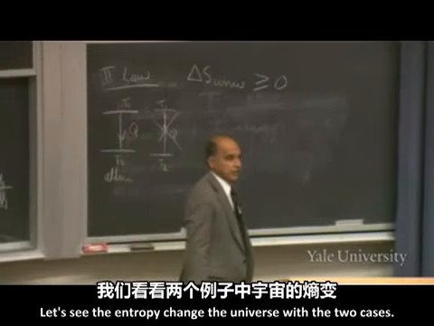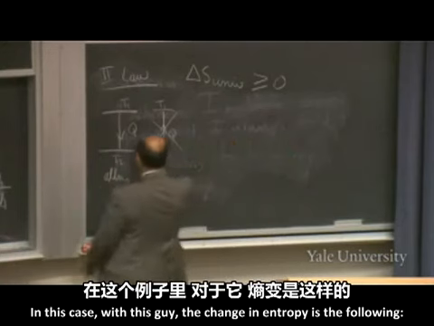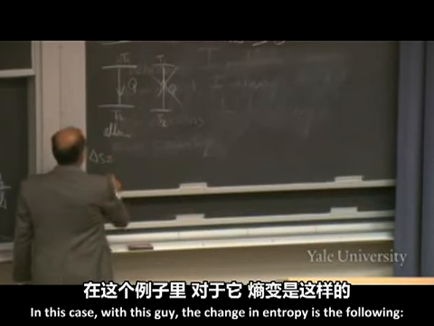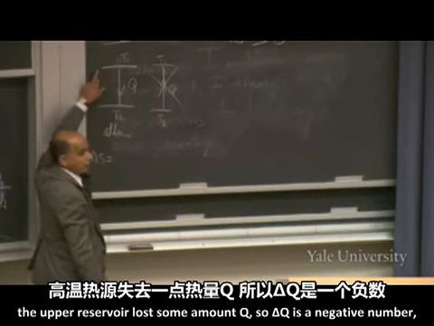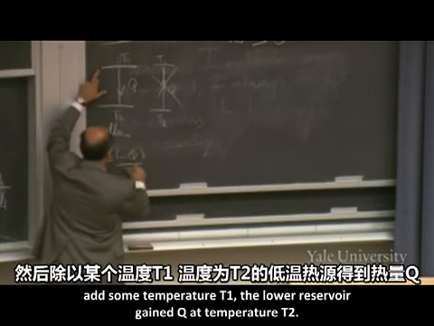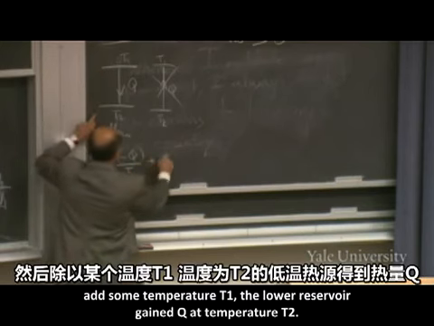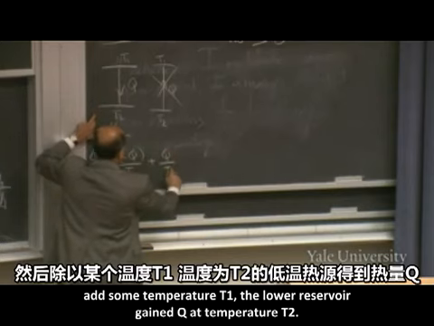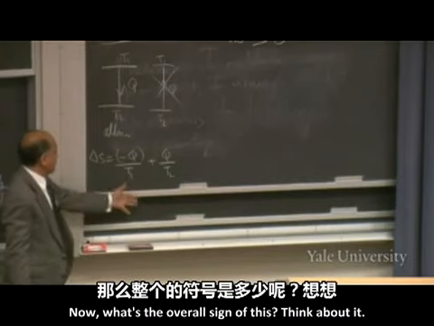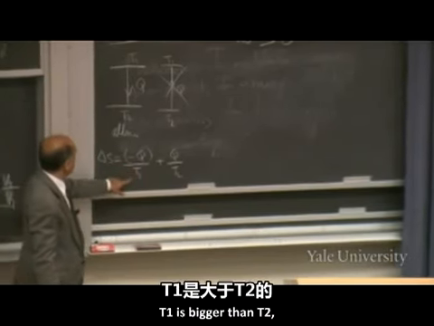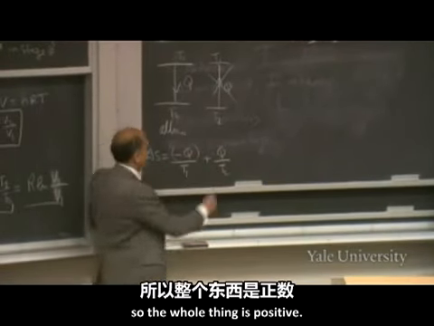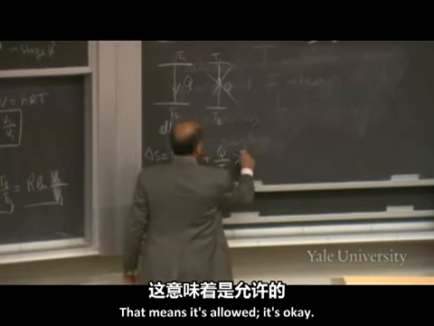Let's see the entropy change in the universe for the two cases. In this case, the change in entropy is the following. The upper reservoir lost some amount Q, so delta Q is a negative number, at some temperature T1. The lower reservoir gained Q at temperature T2. Now what's the overall sign of this? Think about it. T1 is bigger than T2, so this negative number is smaller than this positive number, so the whole thing is positive. That means it's allowed. It's okay.